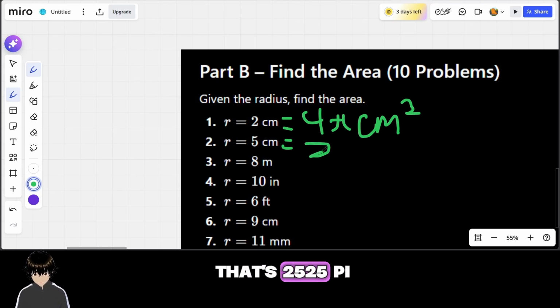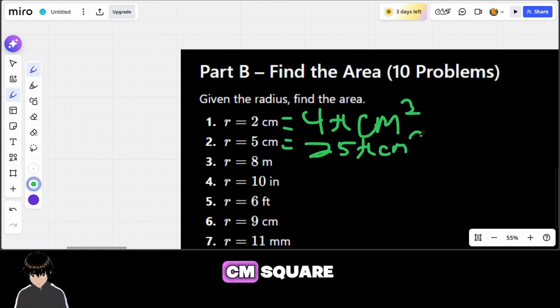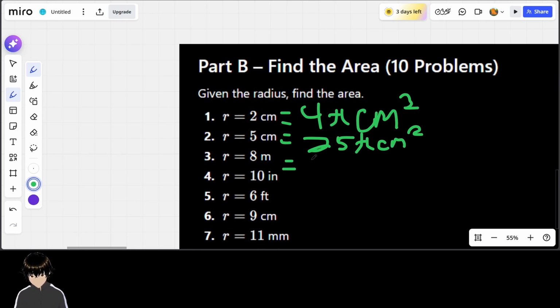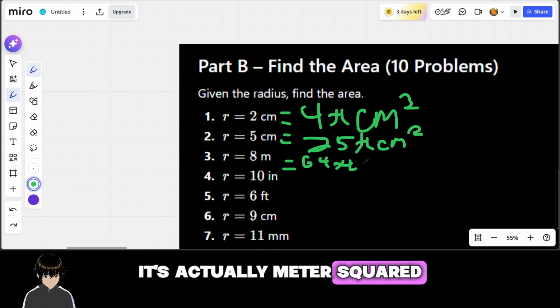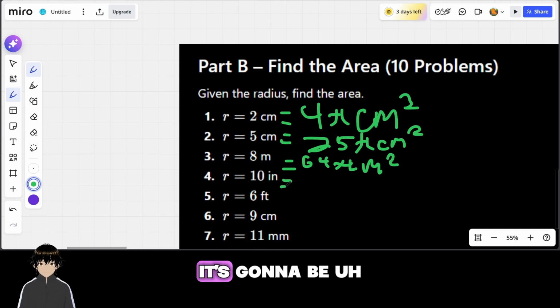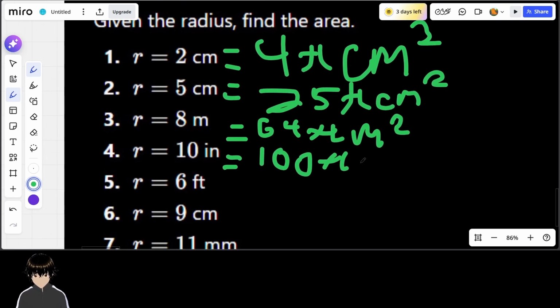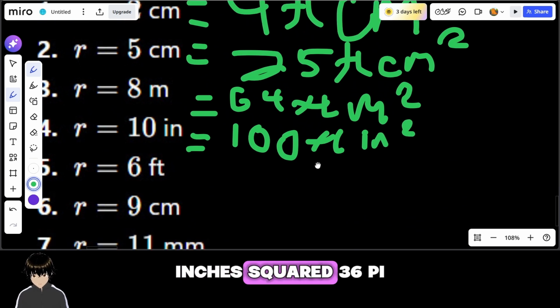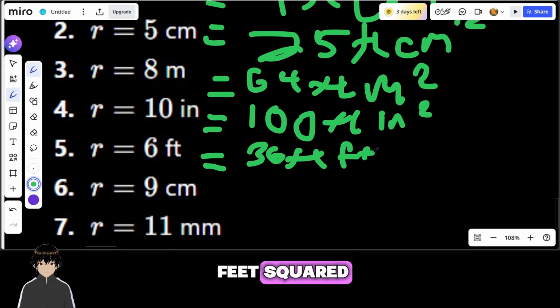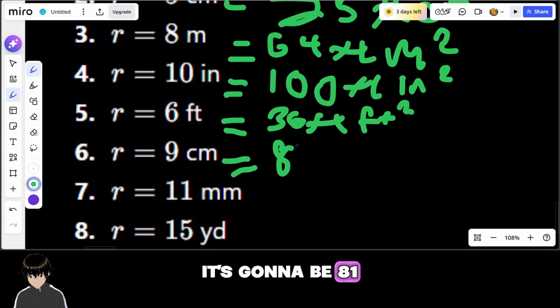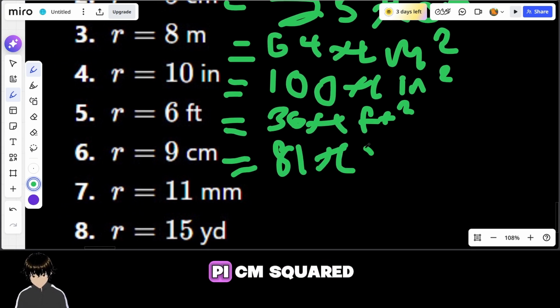So 5 times 5, that's 25. 25 pi cm squared. It's going to be 64 pi cm squared. Oh, my bad. It's actually meter squared. Meter squared. It's going to be 100 pi inches squared. 36 pi feet squared. It's going to be 81 pi cm squared.